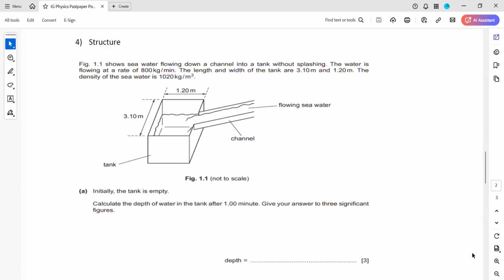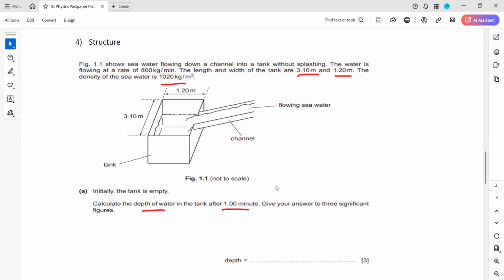Figure 5.1 shows seawater flowing down a channel into a tank without splashing. The water flows at a rate of 800 kilogram per minute. So 800 kilograms of water flow every minute. The length and the width of the tank are 3.1 and 1.2 meters. The density is 1020 kilogram per meter cubed. Initially, the tank is empty. Calculate the depth of the water in the tank after 1 minute.